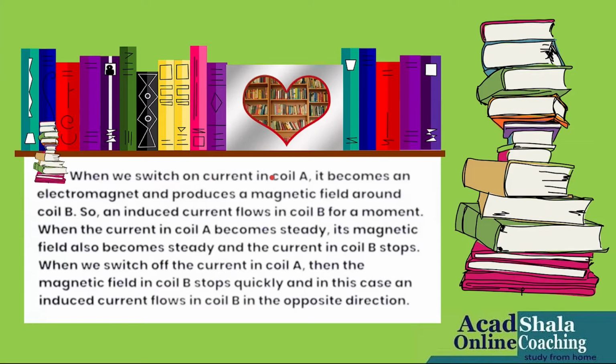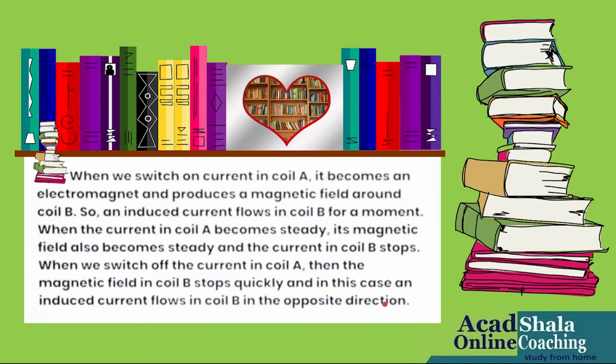When we switch on current in coil A, it becomes an electromagnet, which I told you, and produces a magnetic field around coil B. So an induced current flows in coil B for a moment, which I told you, momentary. The current was shown with the deflection in the galvanometer. When the current in coil A becomes steady, its magnetic field also becomes steady. Steady means when the circuit was complete and the current in coil B stops. When we switch off the current in coil A, then the magnetic field in coil B stops quickly. And in this case, an induced current flows in coil B in the opposite direction.